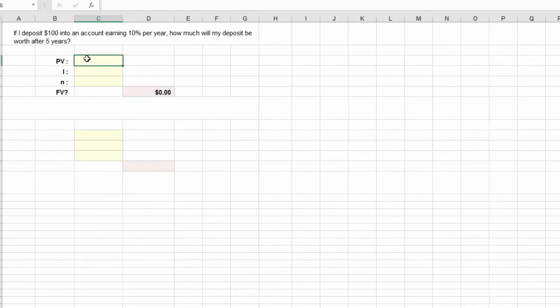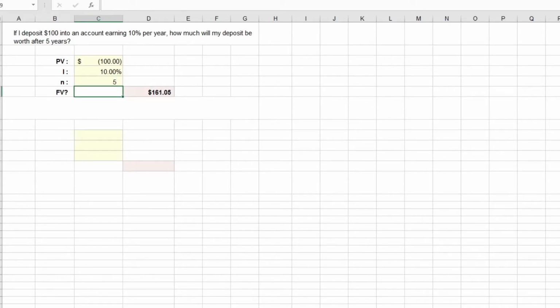So for the present value, that's going to be how much is the money worth today? Well, it's $100. So we're going to type in negative 100, right? So why negative? This is money that is coming out of your account, which is a negative cash flow. Now the interest rate, it says 10%. So I'm going to type in 10. So it's 10%. All right. The number of years, it says 5 years. So I'm going to type in 5.